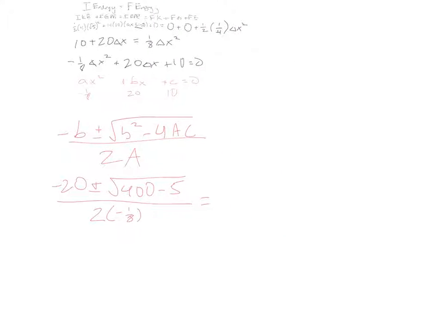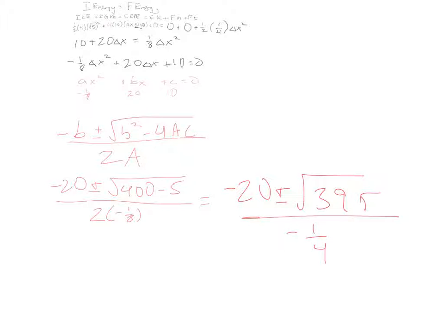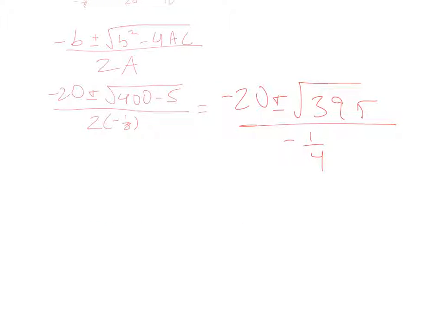We're going to get negative 20 plus or minus the square root of 395 over negative a quarter, because 2 times negative 8 is negative a quarter. I'm going to pause now and do some calculations, and I'll resume. And I'm back. Okay, so negative 20 plus or minus the square root of 395 is about 19 point, I'm going to round that to a 9.